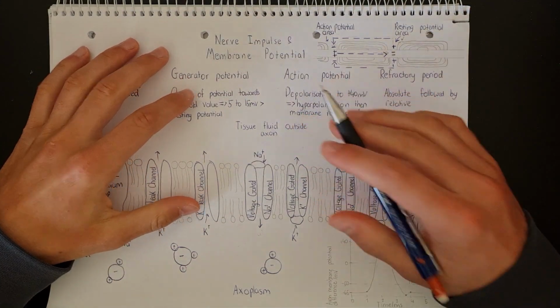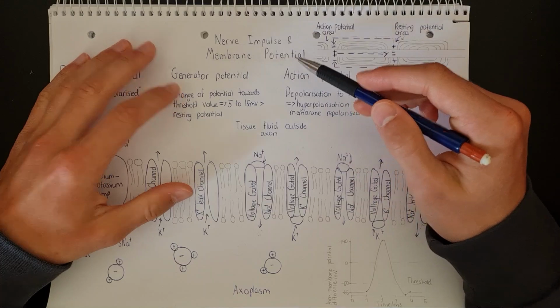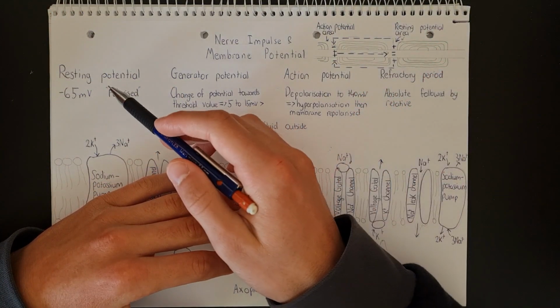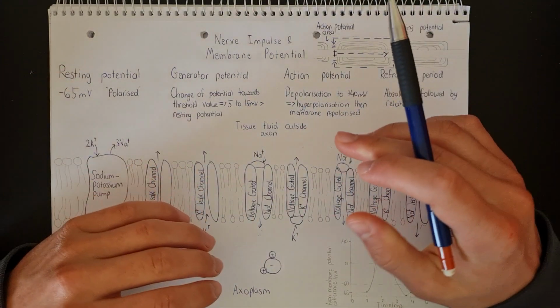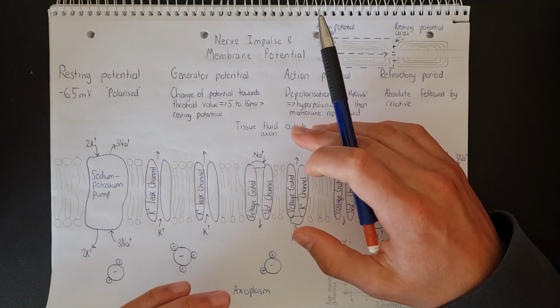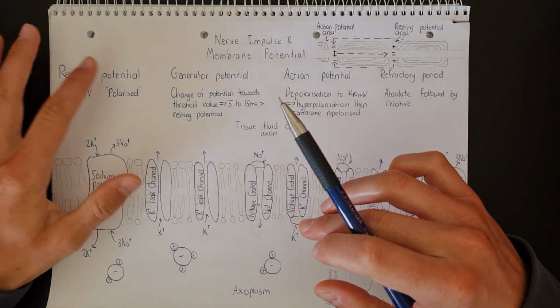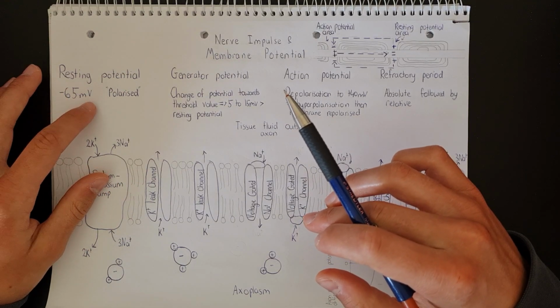In today's video, we're going to be taking a look at nerve impulses and membrane potentials for A-level biology. Now, the first thing that we need to understand is, what does the term potential mean? It simply refers to the difference in electrical charge across a membrane. So in the resting potential, we have a value of negative 65 millivolts.